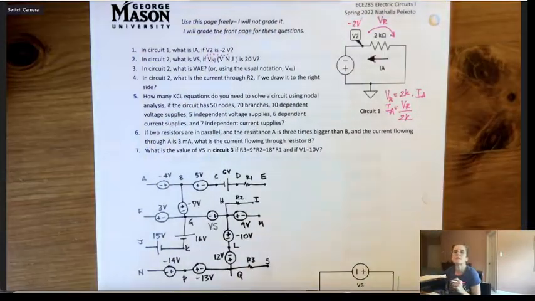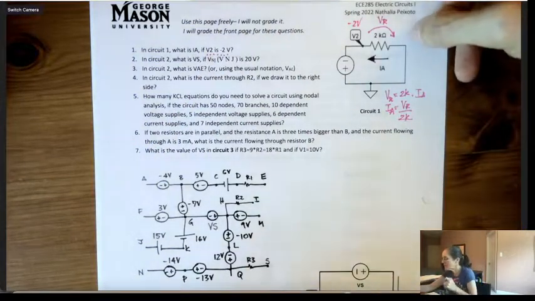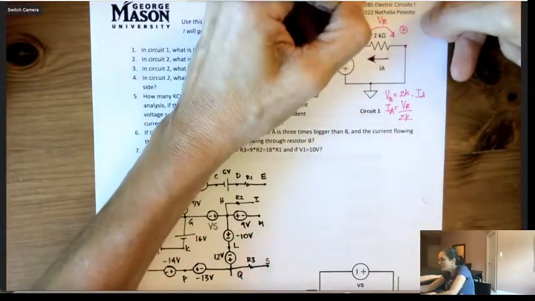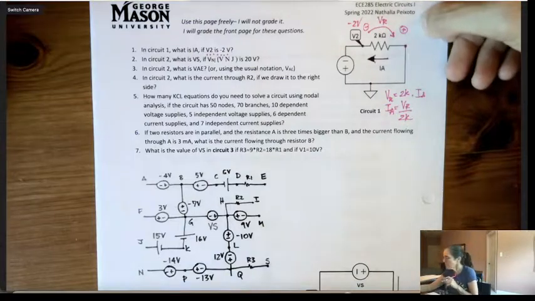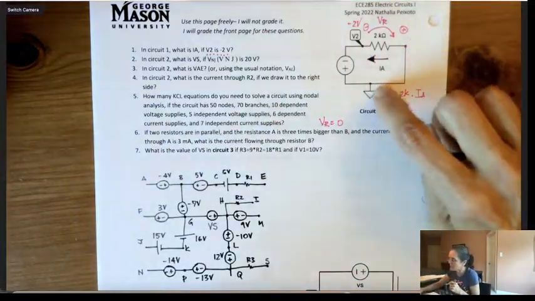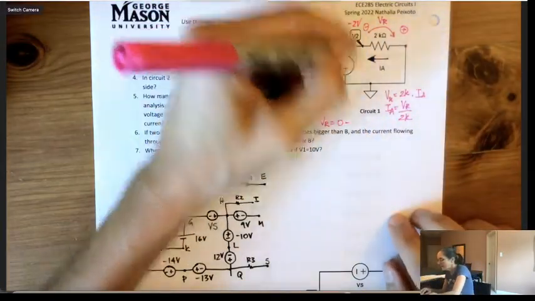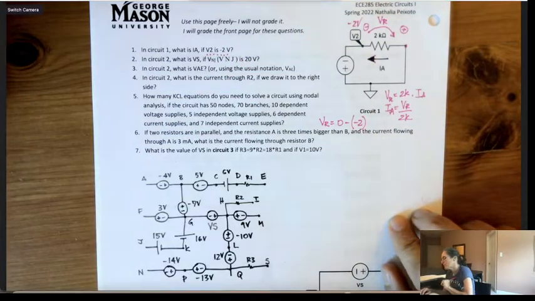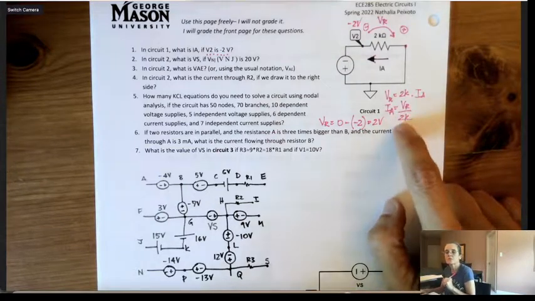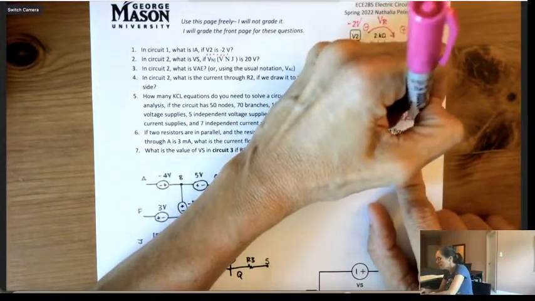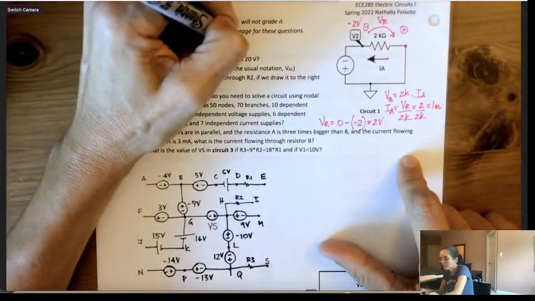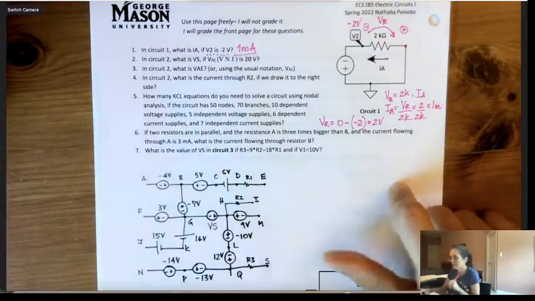So to measure across a resistor this way, what happens is I'm measuring this voltage here is my plus side minus this voltage here, that's my minus side. So VR in this case will be 0, so this plus is on the ground side, minus the minus 2, which is on the minus side. So VR is 2 volts. IA will be 2 volts divided by 2K, which is 1 milliamp. So in the front page, I would enter 1 milliamp for this question.